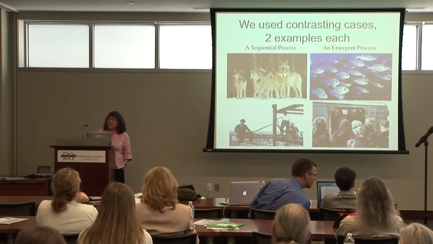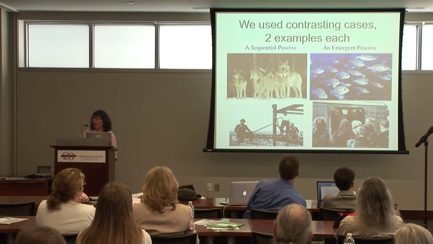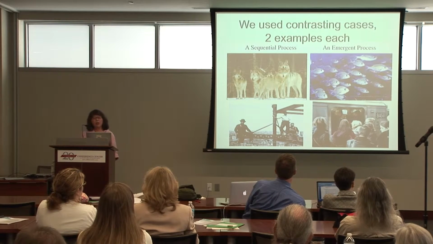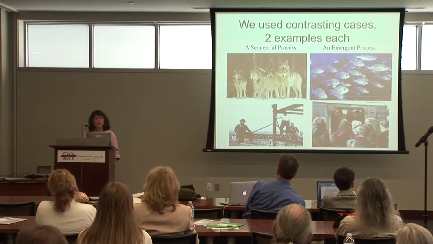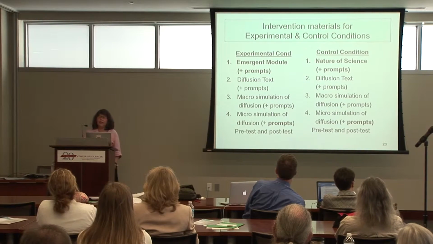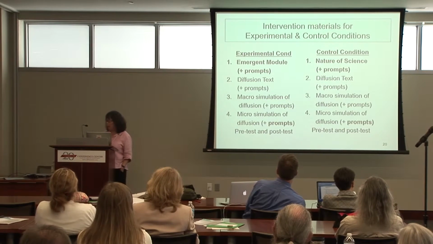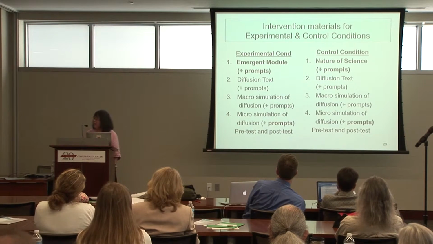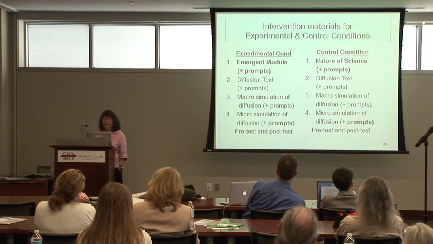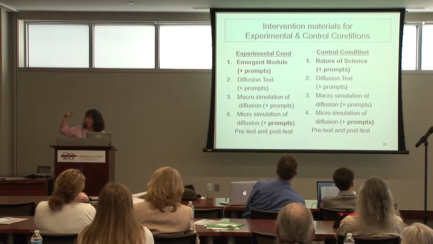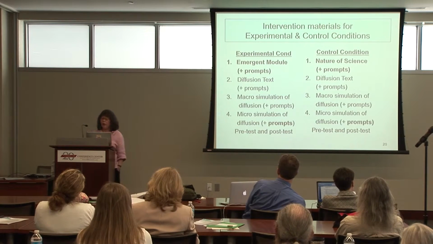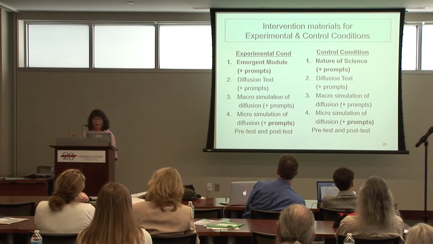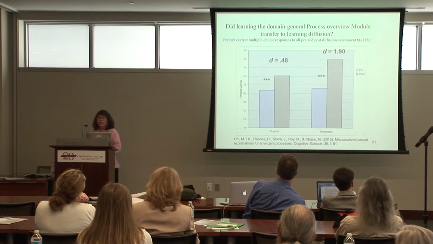One more thing I want you to notice is that the process module talks about everyday examples. The process module never mentioned a thing about diffusion or any other science concept, okay? The idea is for it to be generalizable. After they read the emergent module, there are prompts to make sure they are paying attention and understanding. They're given a diffusion text which is identical for the two cases. Then they're given a macro simulation like the one I showed you earlier, the top level, and also a micro simulation of the lower molecular level, as I showed you, and we gave a pre-test and post-test.